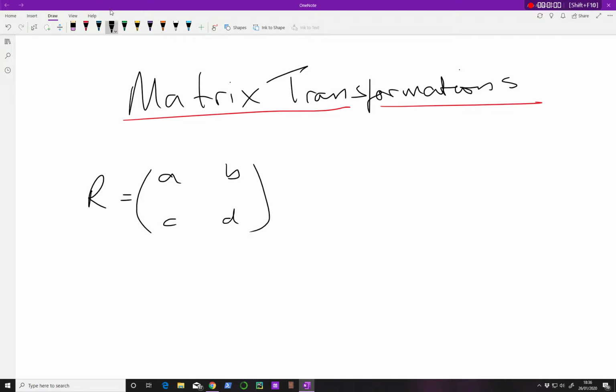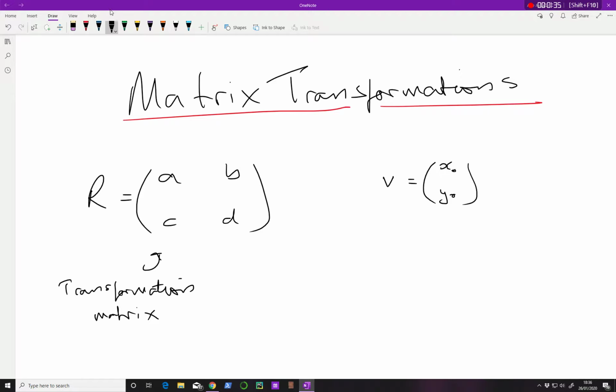Then if I have a random matrix, so I'm going to call this random matrix V, and I'm going to give it x naught and y naught. The whole point of this transformation matrix is to put a stretch or some sort of rotation or some sort of reflection on this matrix V.